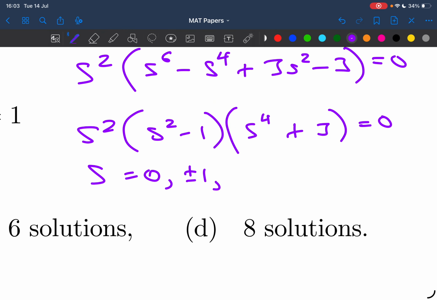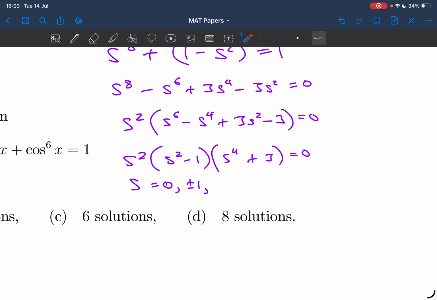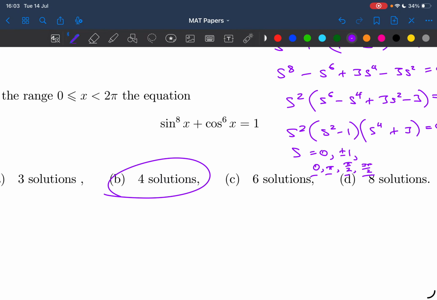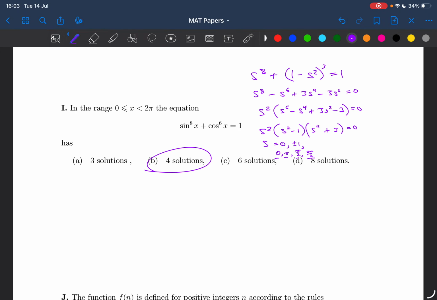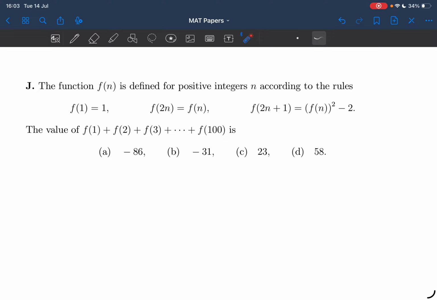How many of these actually give us solutions in our range from 0 to 2 pi? Well, for the 0, that happens at 0 and at pi. The 1 happens at pi on 2, and the minus 1 at 3 pi on 2. So 1, 2, 3, and 4. I, is that B? I is B. Lovely. Last one then, for the multiple choice parts.